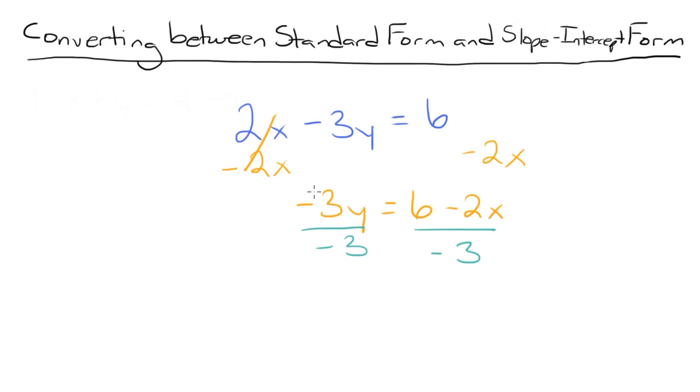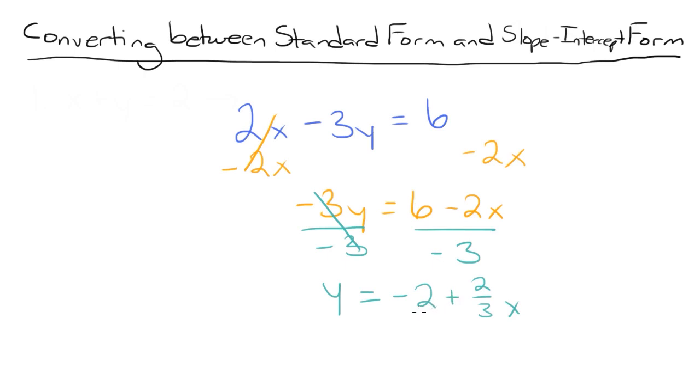So over here on our left side, our negative 3's cancel out, and we're left with y equals 6 divided by negative 3 is negative 2, because a positive divided by a negative is a negative. And then negative 2x divided by negative 3 gives you positive 2/3 x, because a negative divided by a negative is equal to a positive.